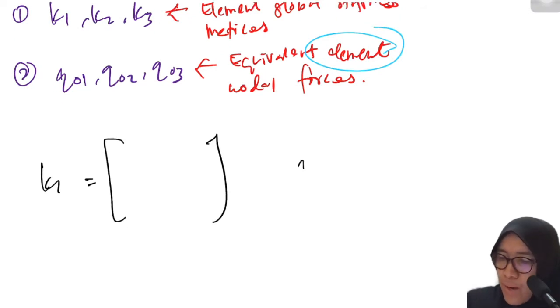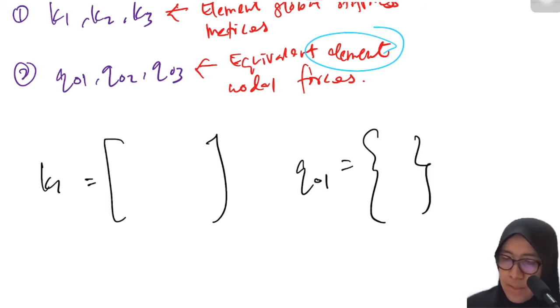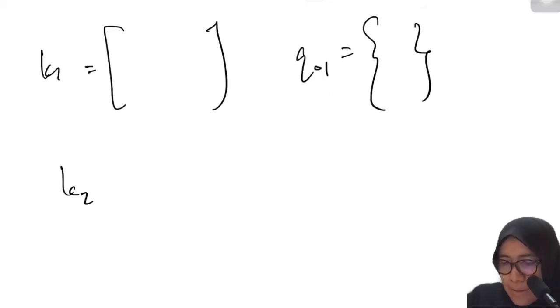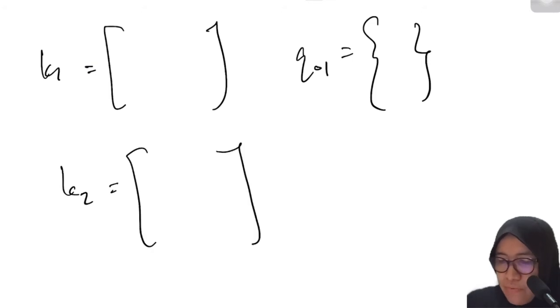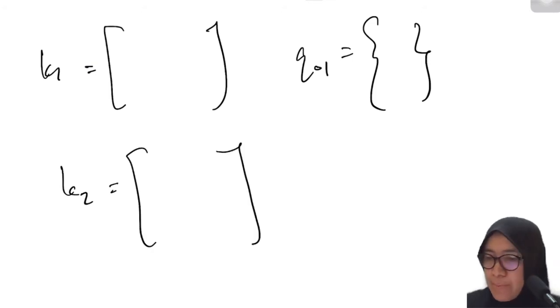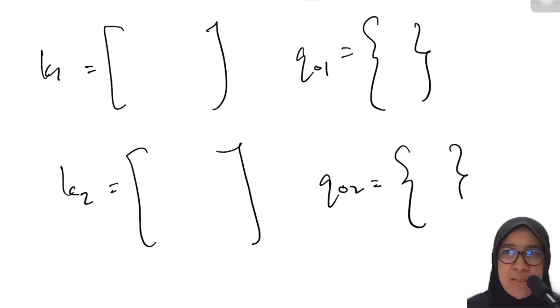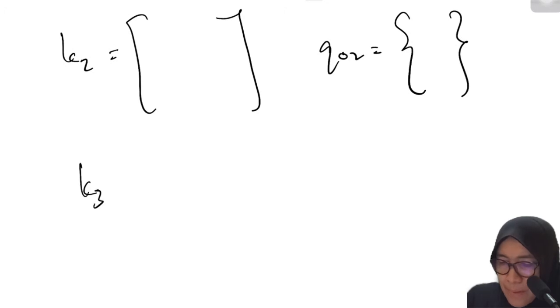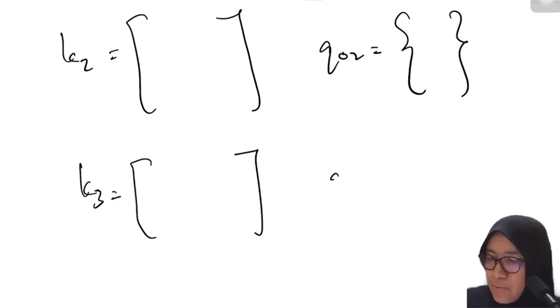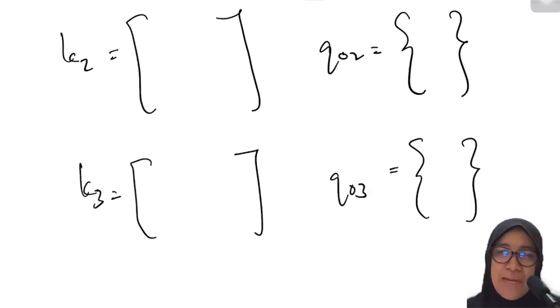Q naught 1 with 4 values. K2 is 4 by 4 as well, because this is for the element, and Q naught 2 like this. And K3 is a 4 by 4 matrix, and Q naught 3 has 4 values, based on 4 degrees of freedom.